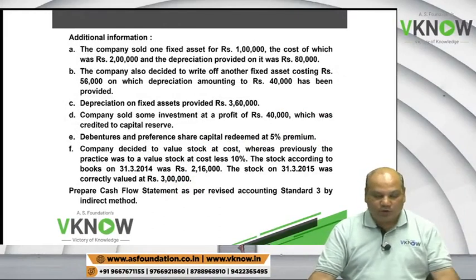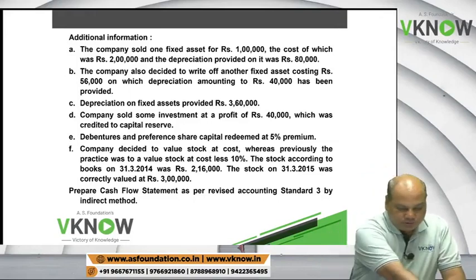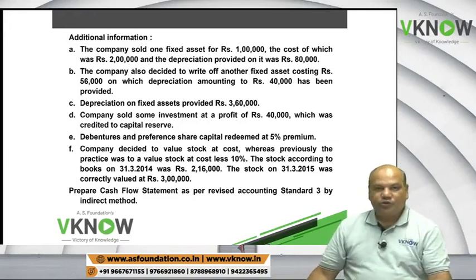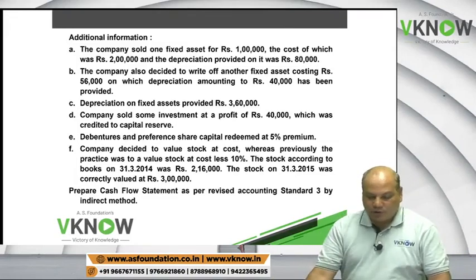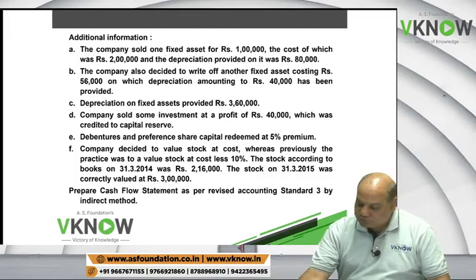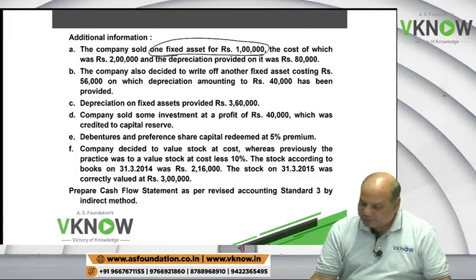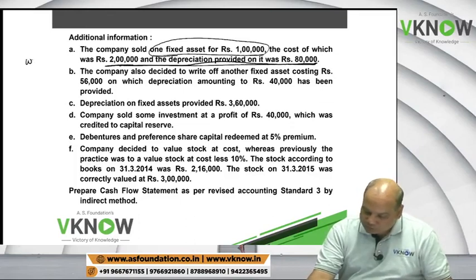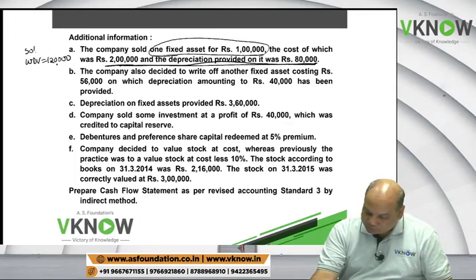Listen to me very carefully because this question is tricky and they have asked this question, or one similar to it, in the exam. It says the company sold one fixed asset for rupees 1 lakh, cost of which was 2 lakh and depreciation was 80,000, which means WDV was 1,20,000, sold for 1 lakh. So what is the loss?